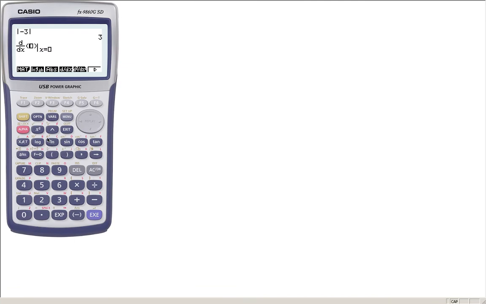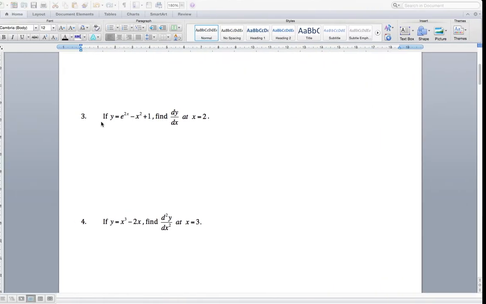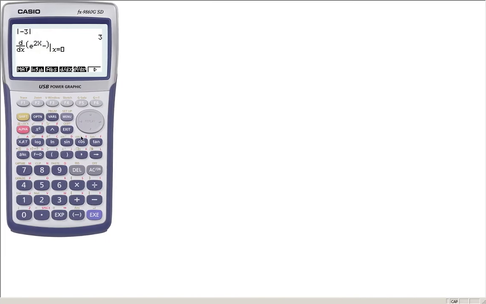You can see that e power x is above ln, which is on the left hand side. So shift ln will give me e power. Now I'll type 2x, 2x is here, and then this replay key, minus x squared, so minus x and then squared, plus 1, fine, and then replay key at 2. When I press enter, you can see this is the answer, right?